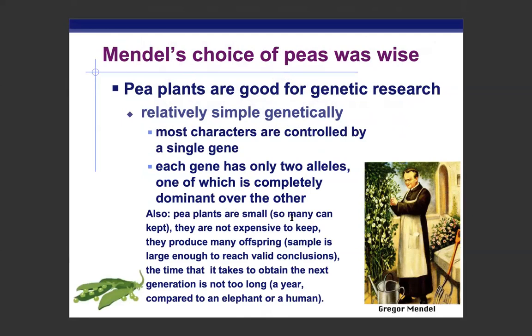Also, pea plants are small, so you can keep a lot of them. They're not expensive, and they produce a lot of offspring, which is important because this makes the sample large enough to reach valid conclusions. If the pea plants only produced like 3 offspring in their whole life, that's not enough for Mendel to draw valid conclusions. And we know from experiments that you have to repeat the experiments to make the conclusions reliable and valid. Pea plants are also a good plant to use because it doesn't take too long to obtain the next generation.